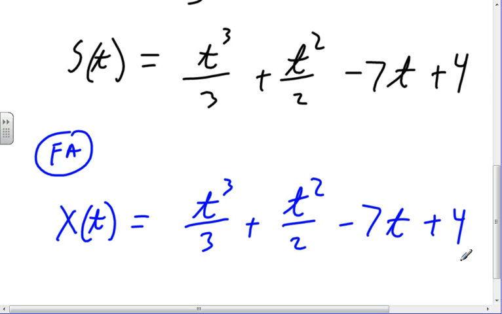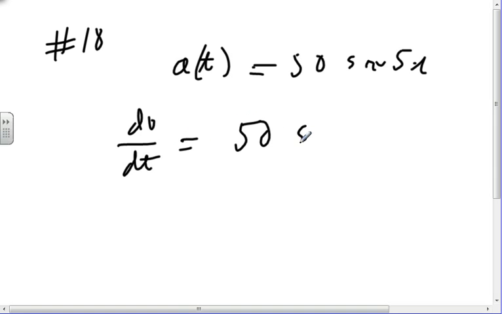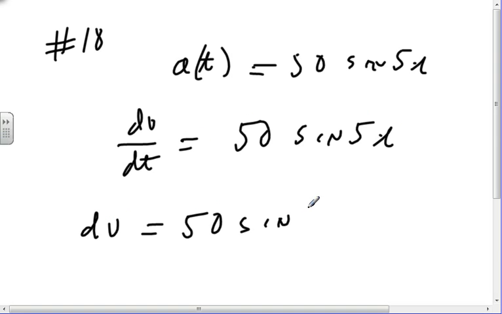Acceleration is a sine wave? Yeah, it would be. You have a spring going up and down, and the acceleration is a sine wave. Okay, not a problem. Number 18. Acceleration at time t is 50 sine 5t. So dv/dt is 50 sine 5t. dv is 50 sine 5t dt, integrate both sides.